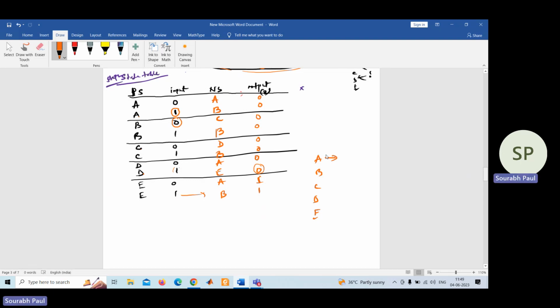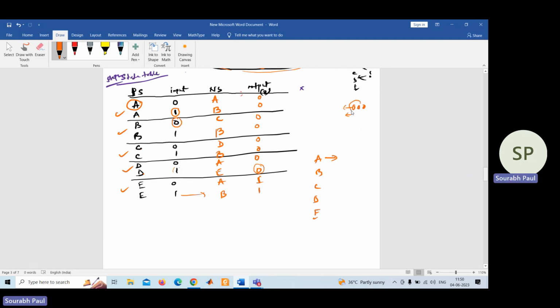How many bits or digits do you need to use for each state representation? You need to use 3 bits. Why 3 bits? Because you have 5 different states. If you have 5 different combinations, how many bits are required to represent each combination? You need to use at least 3 bits, because 3 bits can make up to 8 combinations.